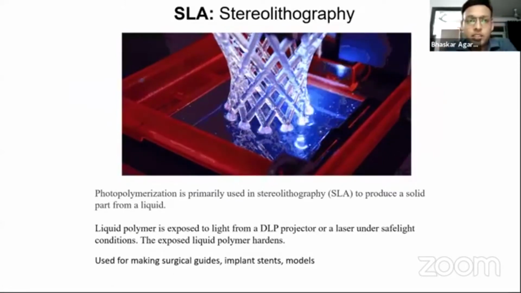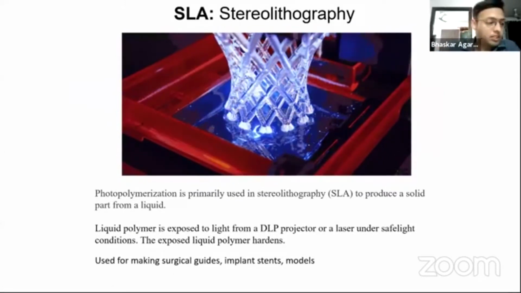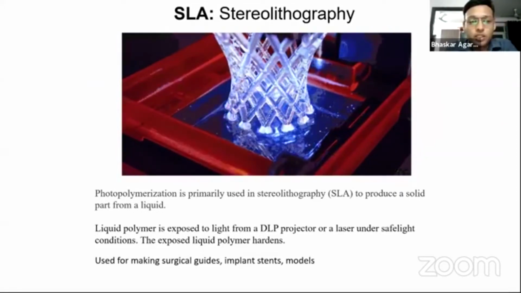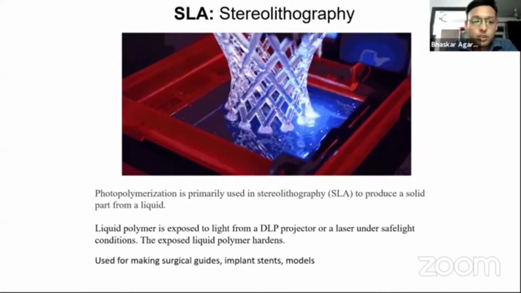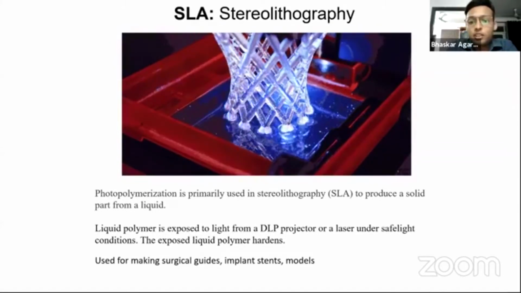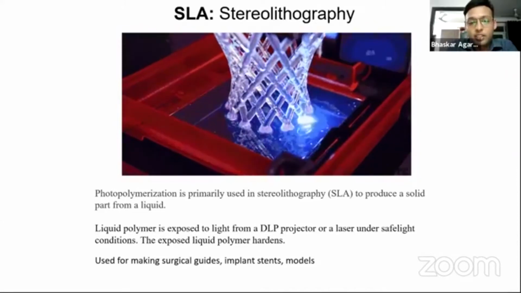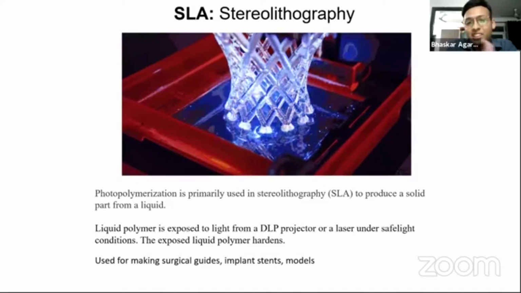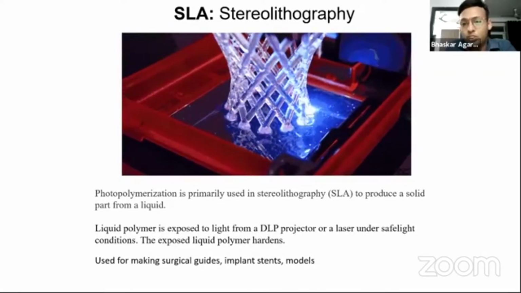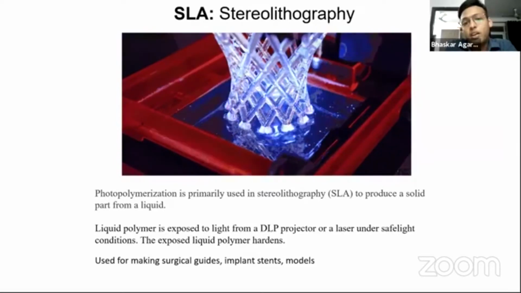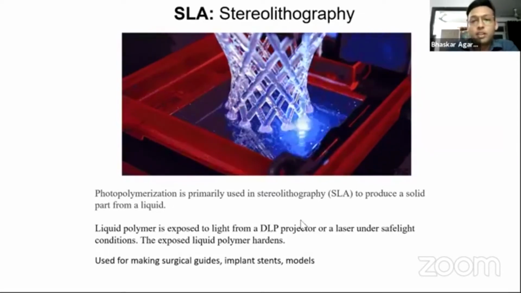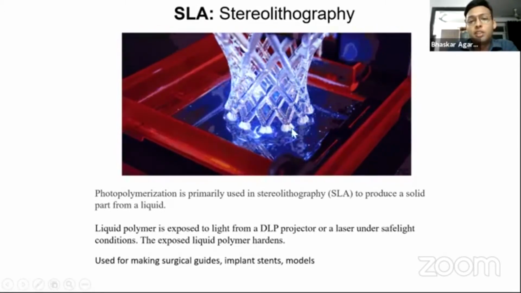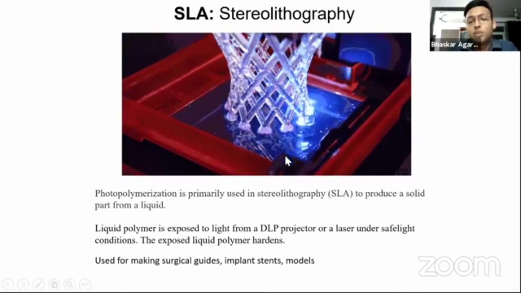The next technique is SLA, stereolithography. Photopolymerization is primarily used in stereolithography to produce a solid part from a liquid. So the liquid polymer is exposed to light from a DLP projector or a laser under safe light conditions. It is used for making surgical guides, implants, stents, and models. Basically, this is kind of a flowable composite that we use in dentistry, and it is cured by UV light. So you can see in this image, there are specific areas where the UV light is falling. It will cure the material in those areas only.